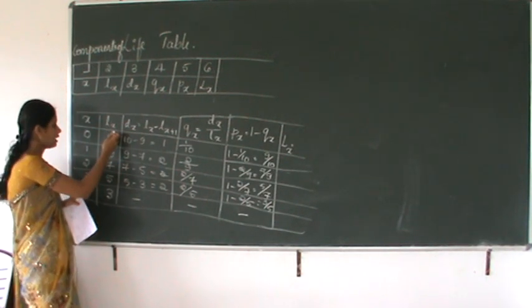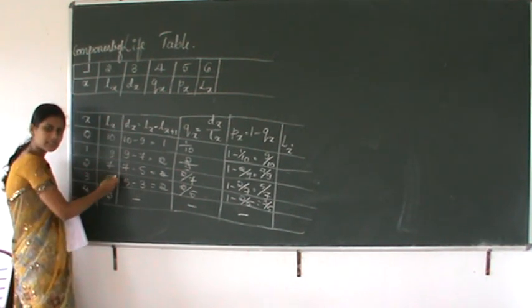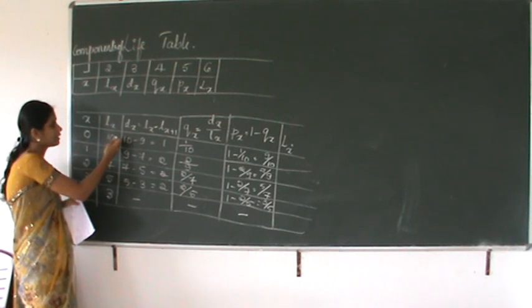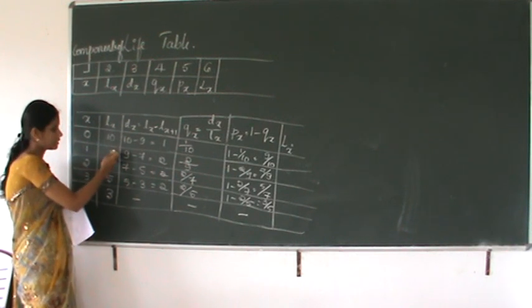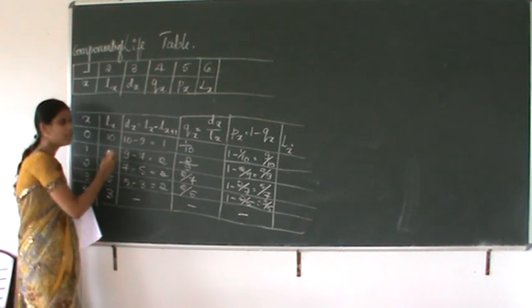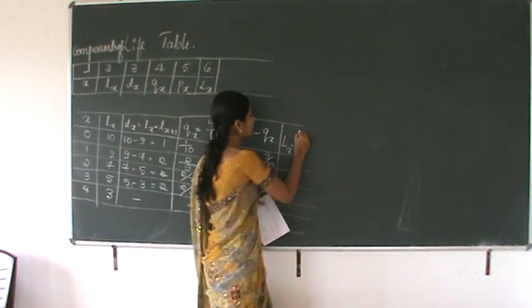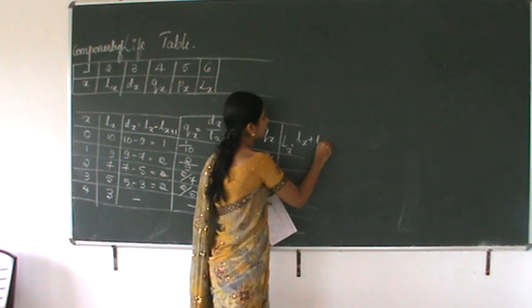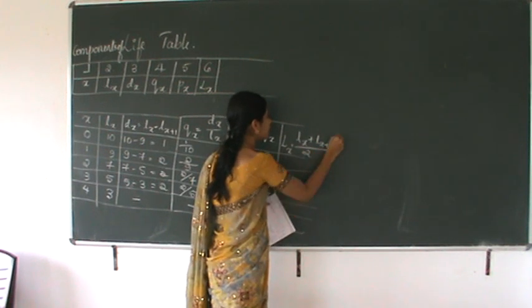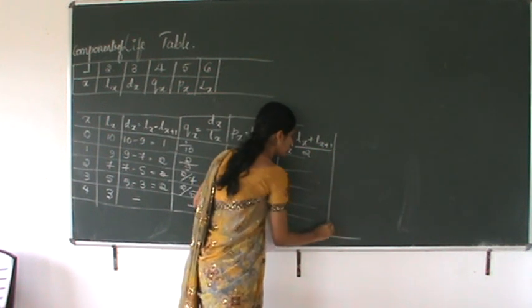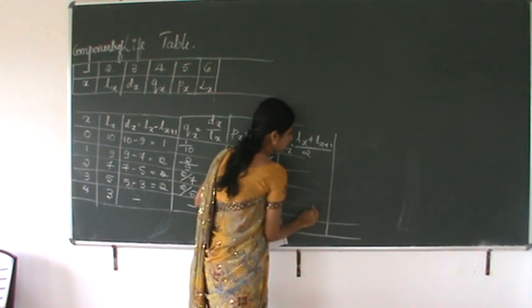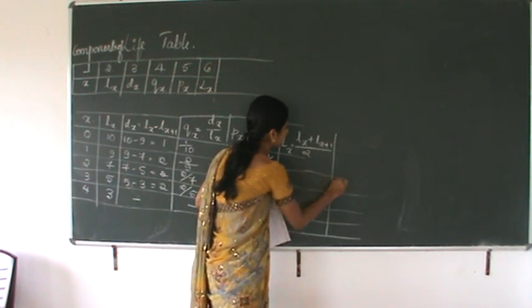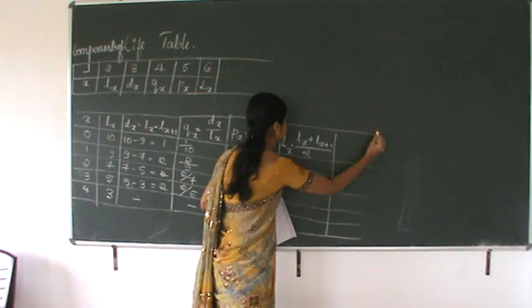Number of persons who are of age x and x plus 1 are given here. So how to calculate the average? Lx plus Lx plus 1 divided by 2. So the formula is Lx plus Lx plus 1 divided by 2. This is the formula to calculate Lx, the average number of persons living between age x and x plus 1.